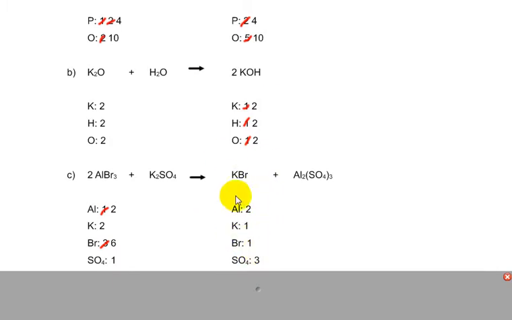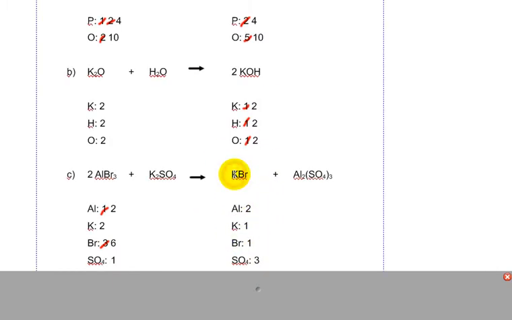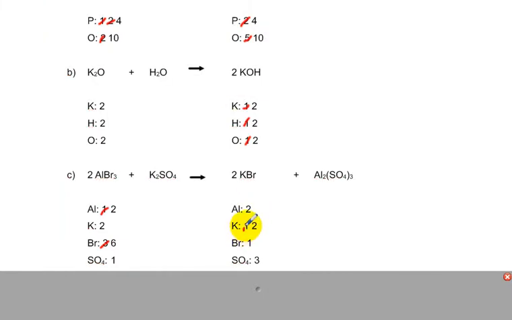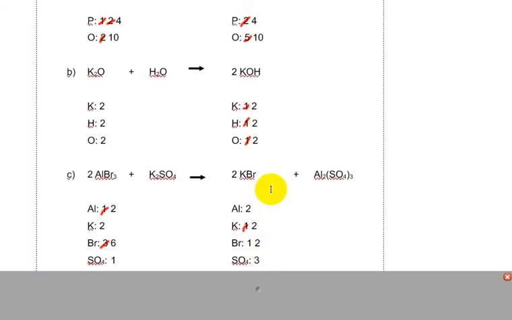Potassium, I need to have 2 on the right hand side. So put a 2 in front, and that's going to give me my 2. Okay, we're good there. And it's also going to give me 2 bromides. So I'll put a 2 there.